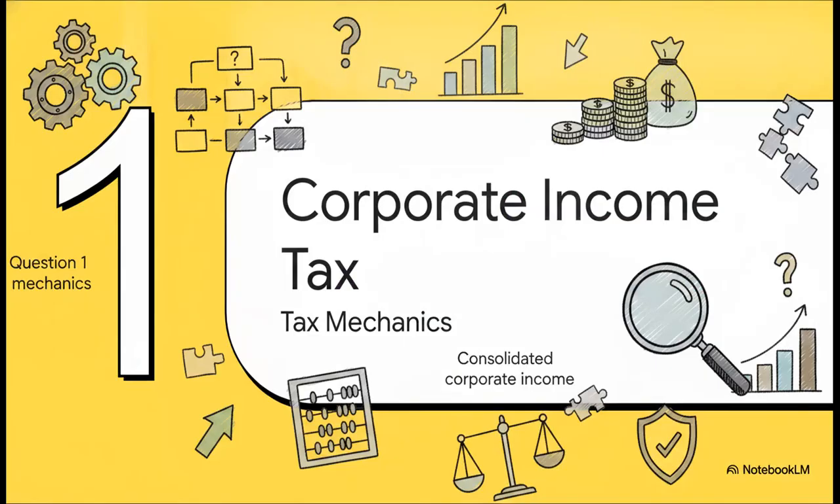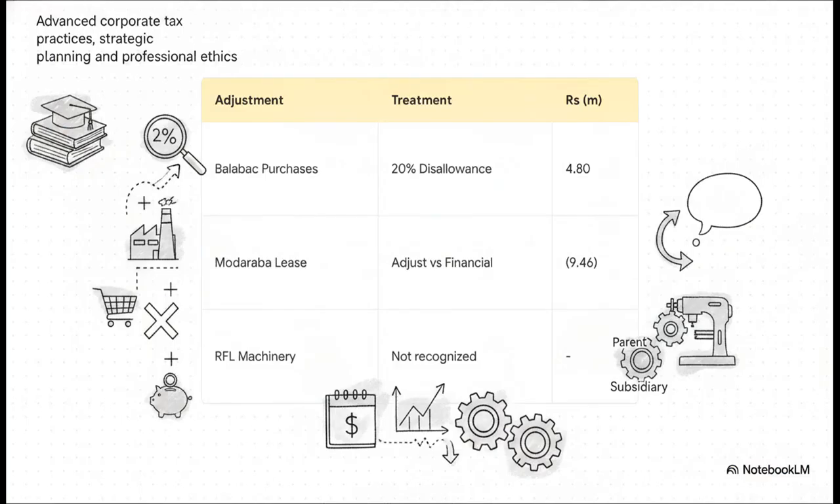All right, let's jump straight into part 1, corporate income tax mechanics. Looking at question 1's adjustments, the real complexity lies in the granular details. For example, if SSL makes purchases from Balabak Enterprises and they completely miss deducting the withholding tax, or WHT, well, the law doesn't just disallow the whole amount right off the bat. Instead, it mandates a very specific 20% disallowance. That adds exactly 4.8 million rupees straight back to taxable income.